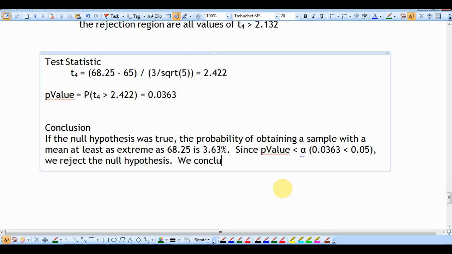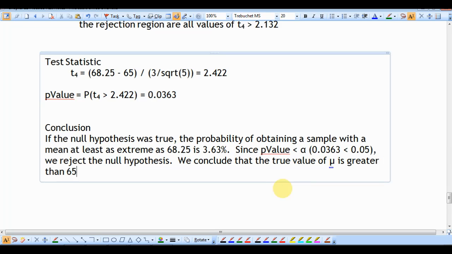We conclude that the true value of mu is greater than 65. Unfortunately, there's no context here, but that covers the three different parts of the conclusion that you need to do.